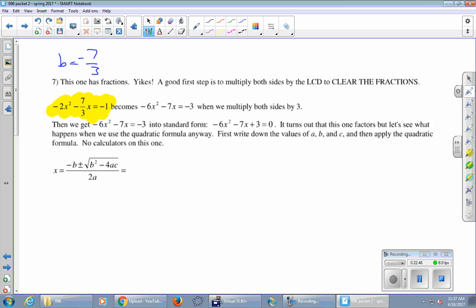I'm going to copy that equation right up here. Negative 2x squared minus 7/3 x equals, leave a little tiny space there, equals negative 1. So there's your equation. And we are going to multiply both sides of this equation by 3, which is a legal thing because we're doing the same thing to both sides.